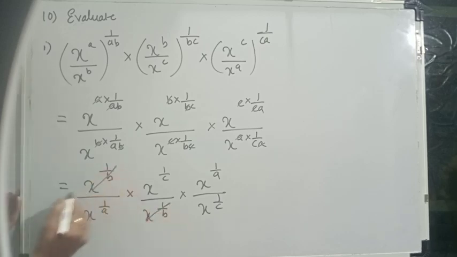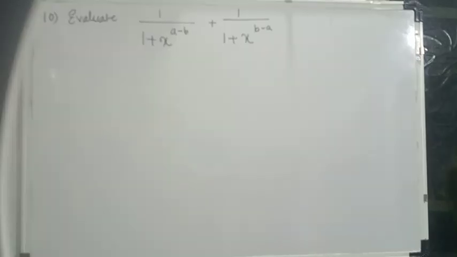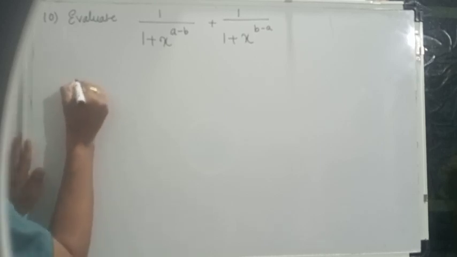I can cancel 1 by b, 1 by b, 1 by a, 1 by a, 1 by c, 1 by c, which is equal to 1. This is the answer. Here we go with the next question. Evaluate.